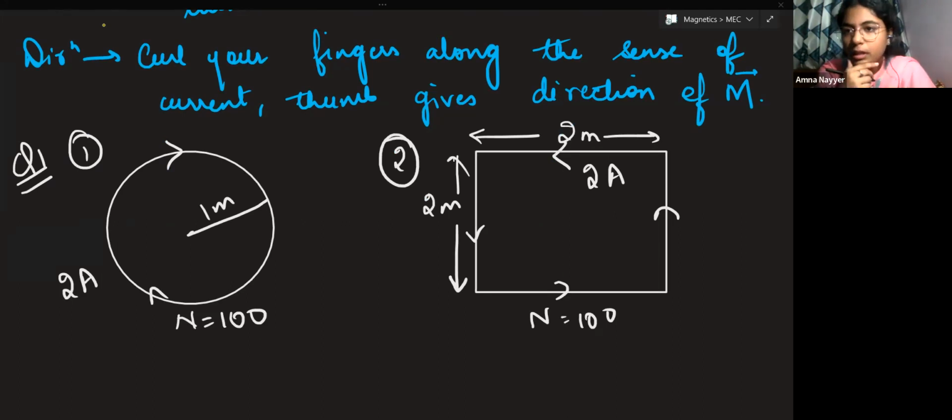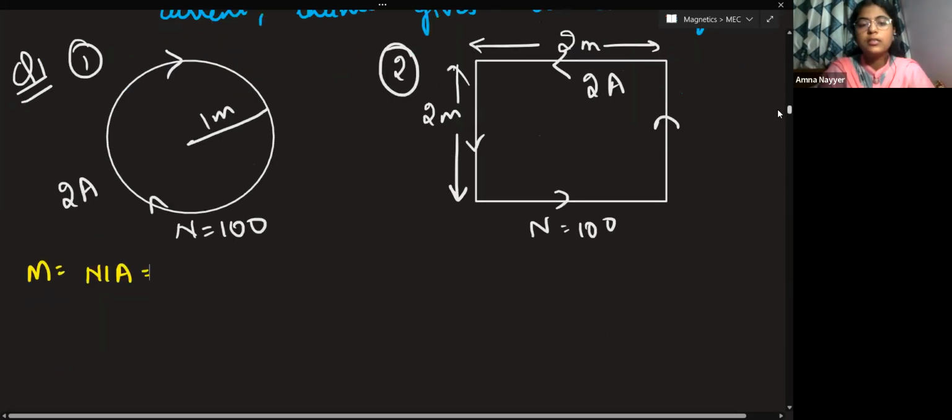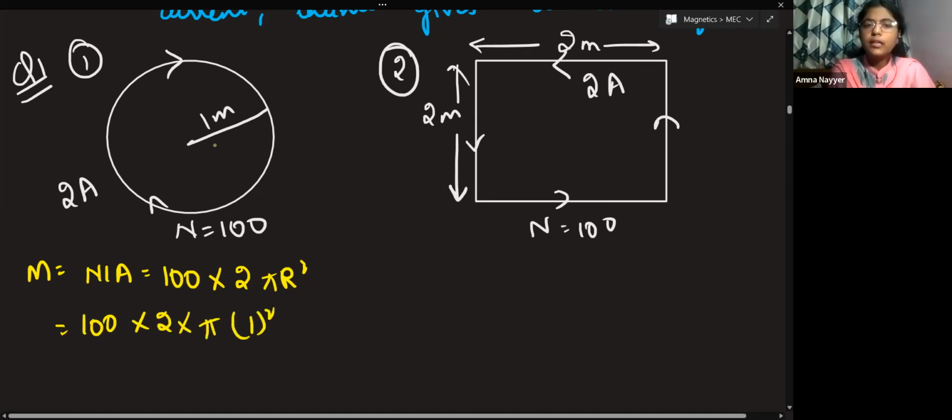See, like this question. Different figures could be given. A circular loop is given, a square loop is given, a rectangular loop could be given, even 3D figures could be given. So let's do it with the simplest one. Magnetic moment is what? NIA. So N is basically 100. Number of turns is not 1 here. It is given 100. So it will be 100 into current into pi r square, the area. So that becomes 100 into 2 into pi r square, which will be 1 square. Radius is 1 meter.